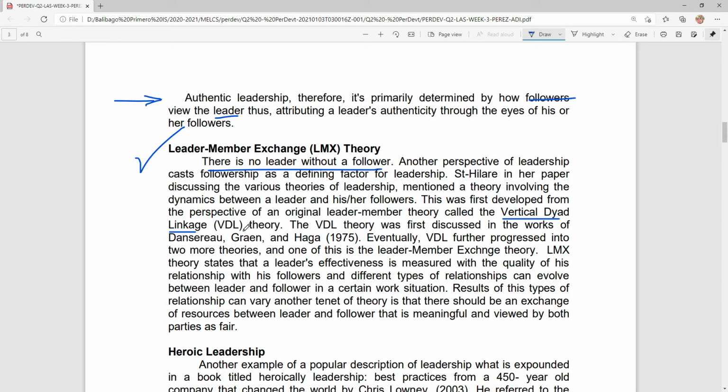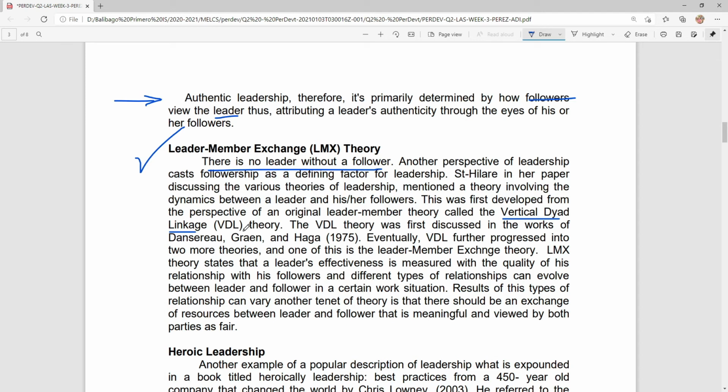Eventually, VDL further progressed into two more theories, and one of these is the leader-member exchange theory, that is LMX, that states that a leader's effectiveness is measured by the quality of his relationship with his followers. And different types of relationship can evolve between leader and follower in certain situations. Results of this type of relationship can vary. Another tenet of the theory is that there should be an exchange of resources between the leader and the followers that's meaningful and viewed by both parties as fair.